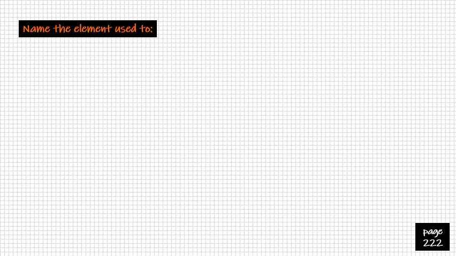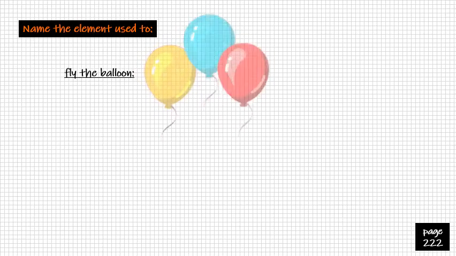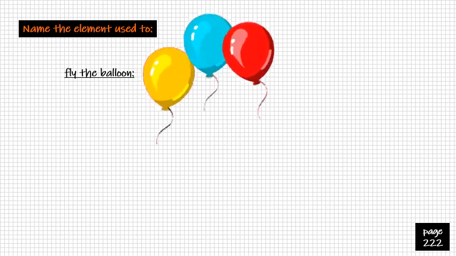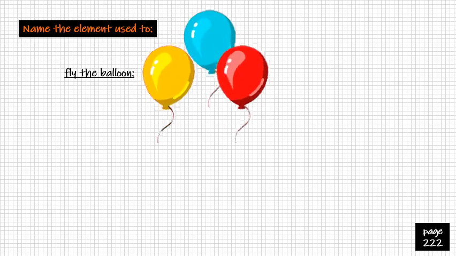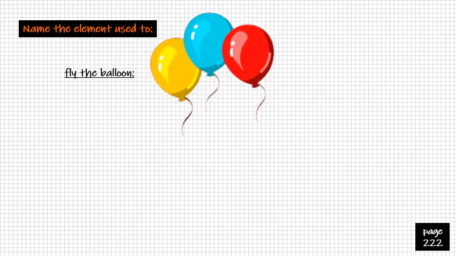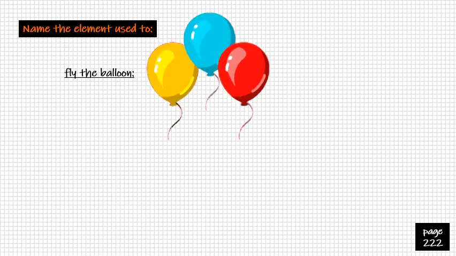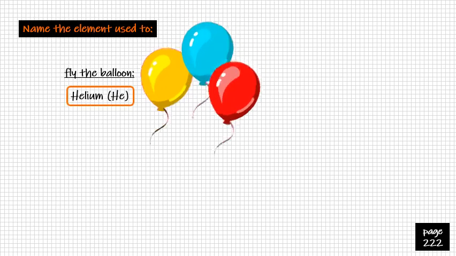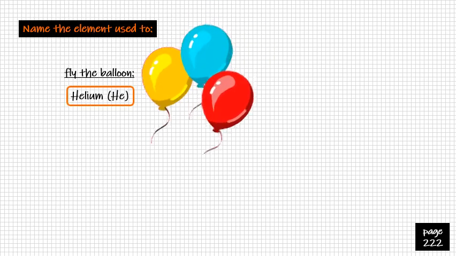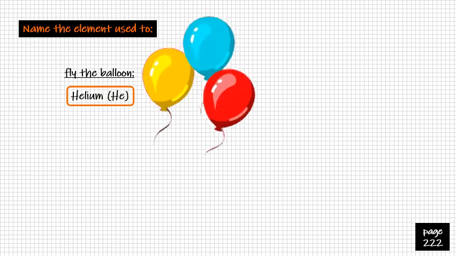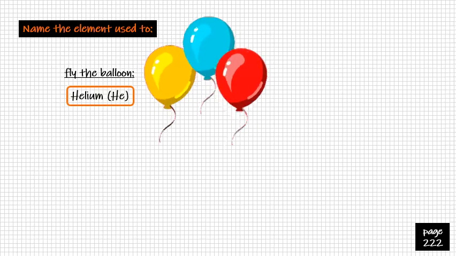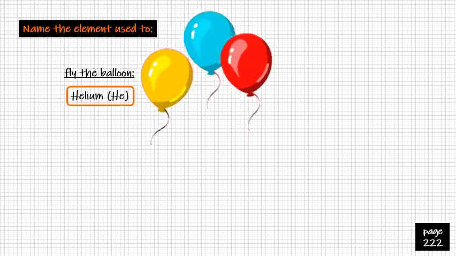That's your knowledge. Let's try together to name the element used to fly the balloon. What is the gas that can lift things in the air? What do you think? It's helium. That's right. So helium is an element that is used to fly the balloon. The symbol of helium is He.